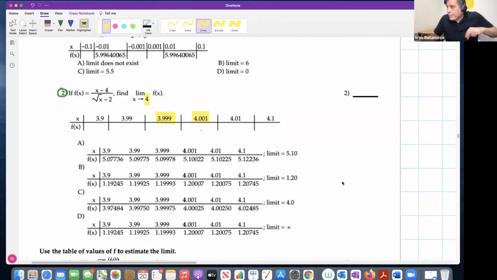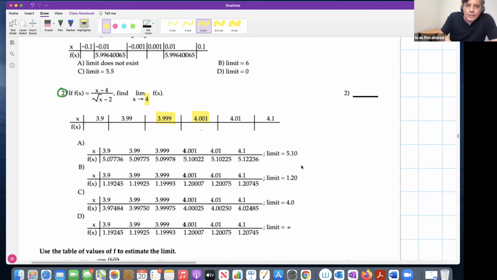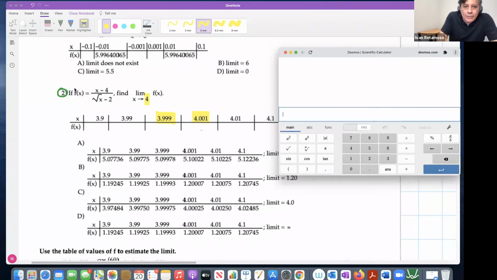Yeah, great, guys. So let's take a look at this. All right, so if we use our calculator, we're supposed to evaluate our function, this one, at values very close to 4, but not at 4, right? Because if we evaluate at 4, it's impossible. 4 minus 4, 0, square root of 4, 2 minus 2, 0, 0 over 0, undefined. So let's evaluate it at this point first, and then at this point, okay?